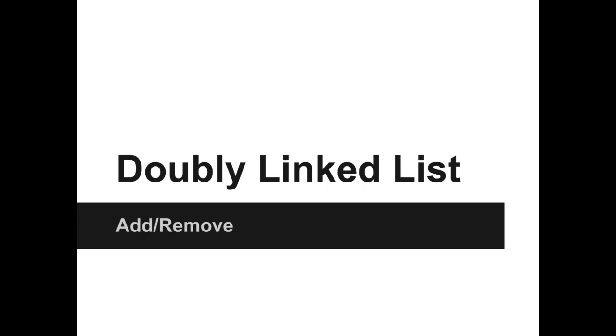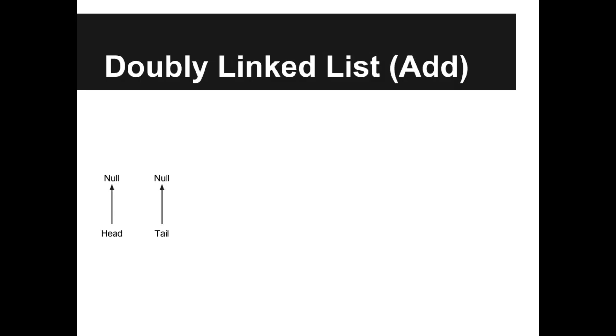In this video, I'm going to talk about doubly linked list and explain how add and remove method work. Let's say that we have an empty linked list. So the head is pointing at null and the tail is pointing at null. Now we want to add a node with data 20 to our linked list.